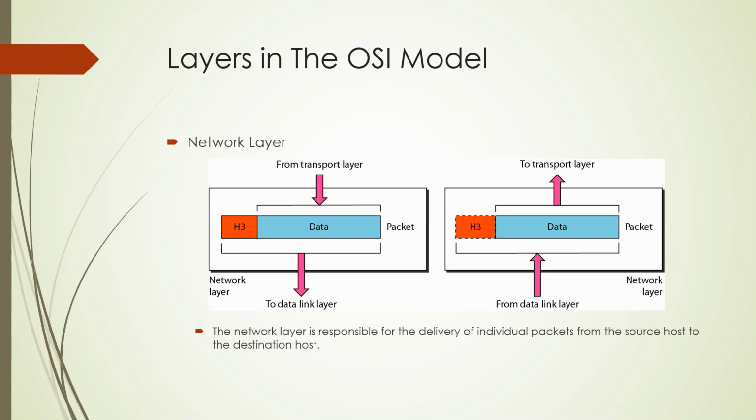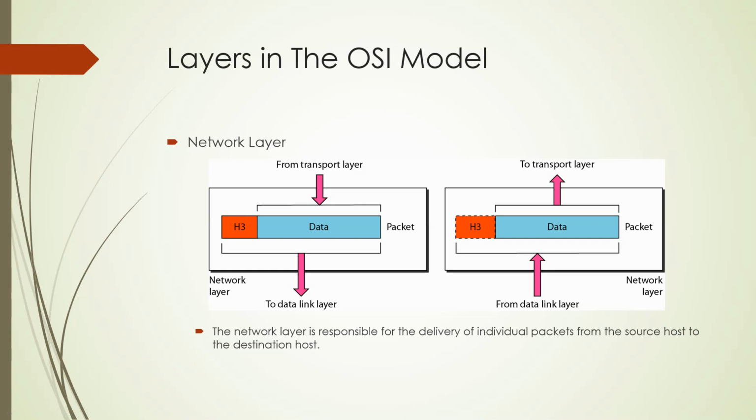Again you can see that the network layer is responsible for delivery of individual packets from the source host to the destination host. So let us give you a scenario: whenever we are talking about the network layer, we are actually talking about the internet protocol, right?